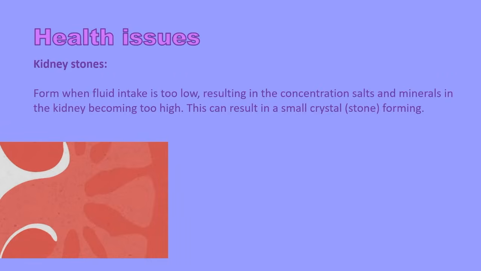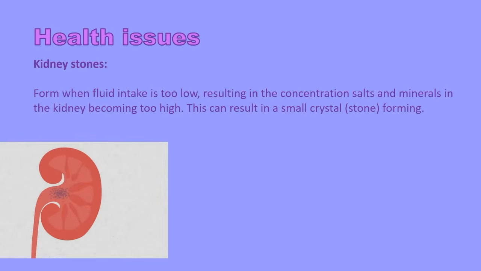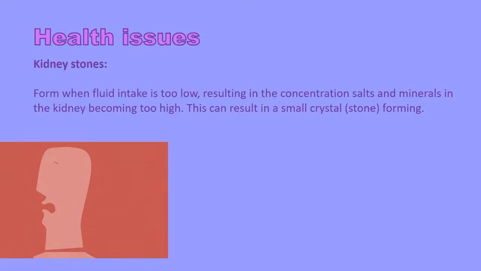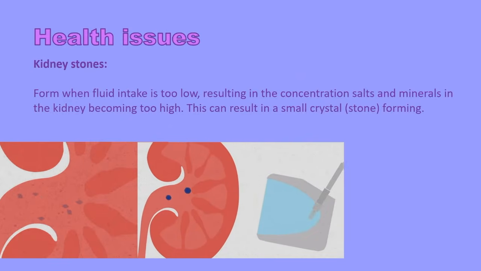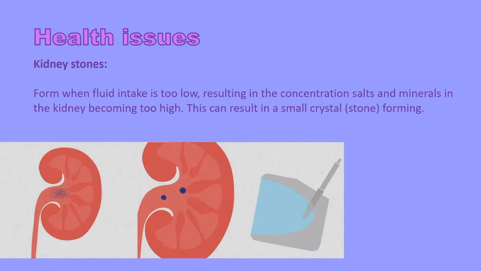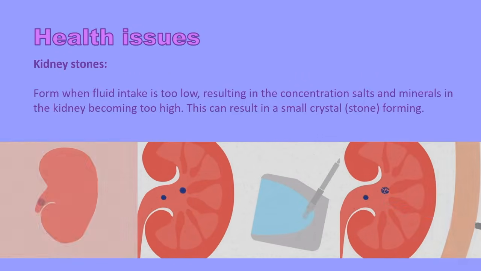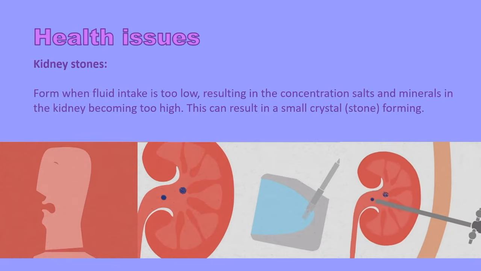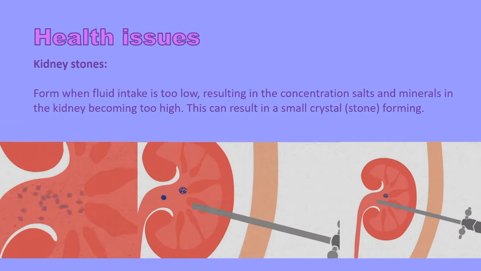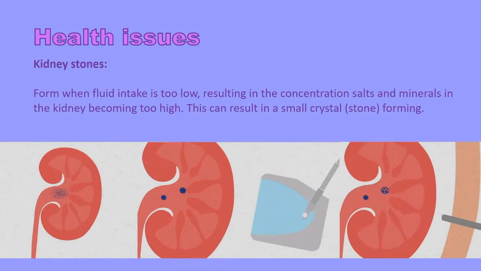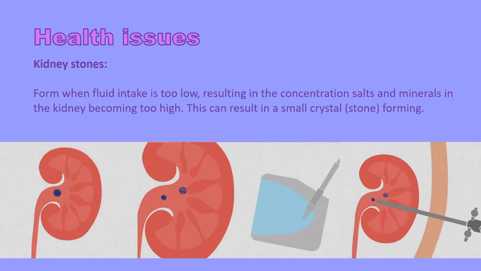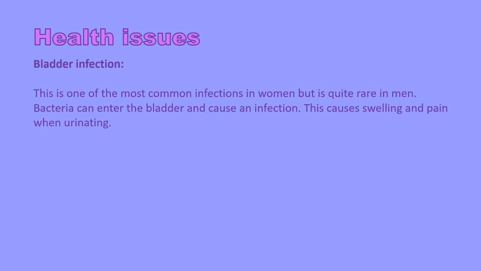Then we move over to kidney stones. This forms due to a lack of fluid intake like water. This means there's a high concentration of salts and minerals which forms in the kidney, which becomes extremely painful. This results in a small little crystal or stone that forms in the kidney. Sometimes this kidney stone can be passed through the urethra, through the bladder, and simply just urinated out. But most of the time, if this stone is too big, doctors have to break it down into smaller pieces.